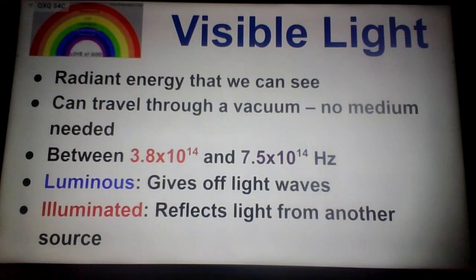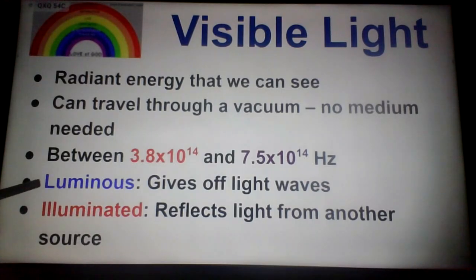Now think of the moon. That moon does not give off its own light. The moon reflects light from the sun, or whatever other source. Reflectors in the road. Okay, at night, especially, those reflectors in the road help us see the lanes a lot better. Anything that reflects light from another source is illuminated.